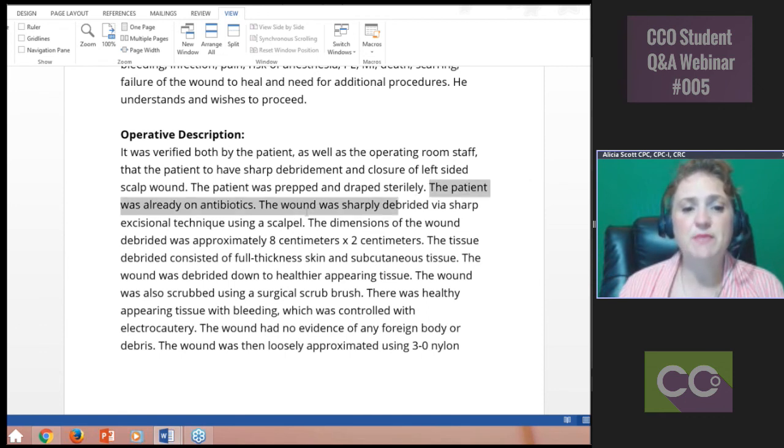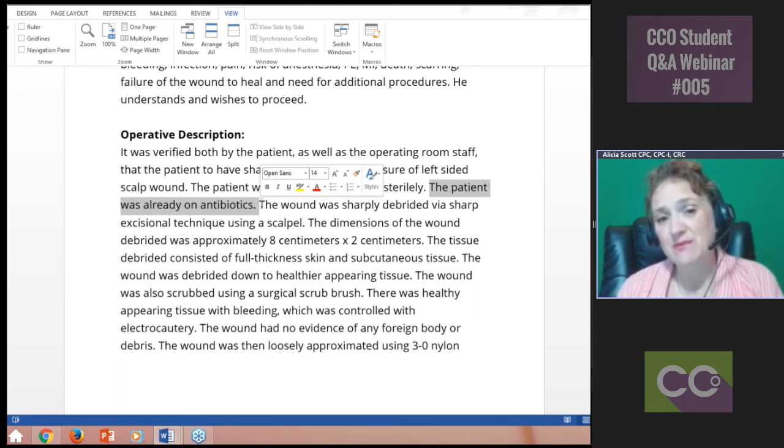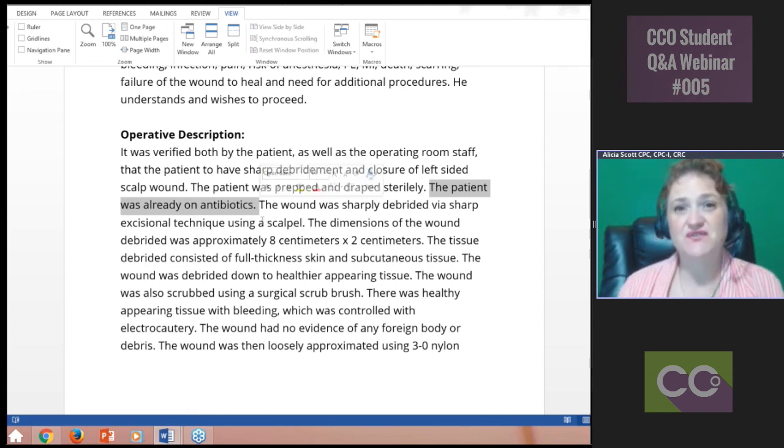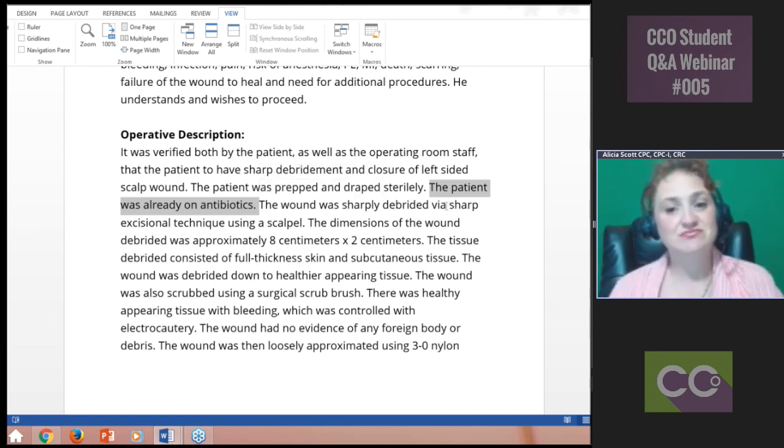And notice that they state the patient was already on antibiotics. So the patient's on antibiotics and it still has an infection. Okay, so here's where you get into some redundant verbiage. The wound was sharply debrided via sharp excisional technique using a scalpel. That speaks for itself, right?